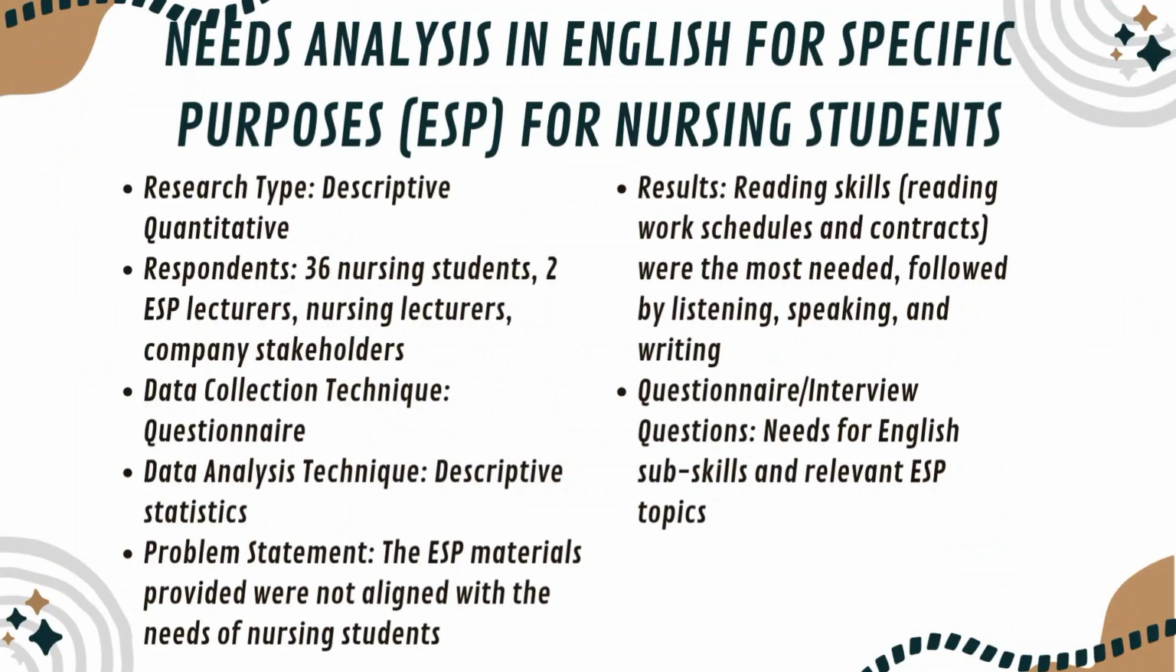For the result, reading skill, or reading work schedules and contracts, was the most needed, followed by listening, speaking, and writing. Questionnaire or interview question: needs for English sub-skills and relevant ESP topics.